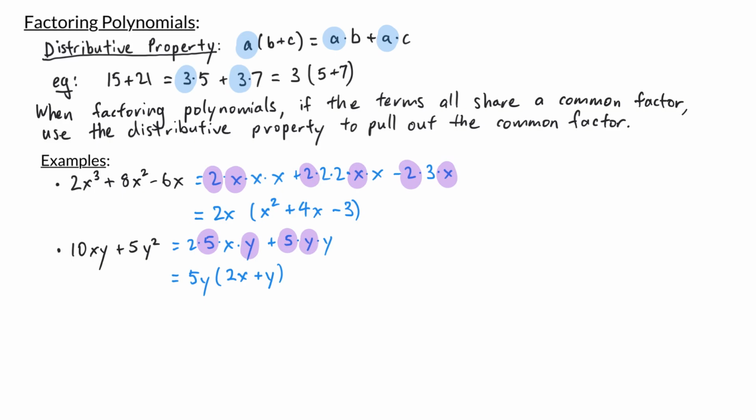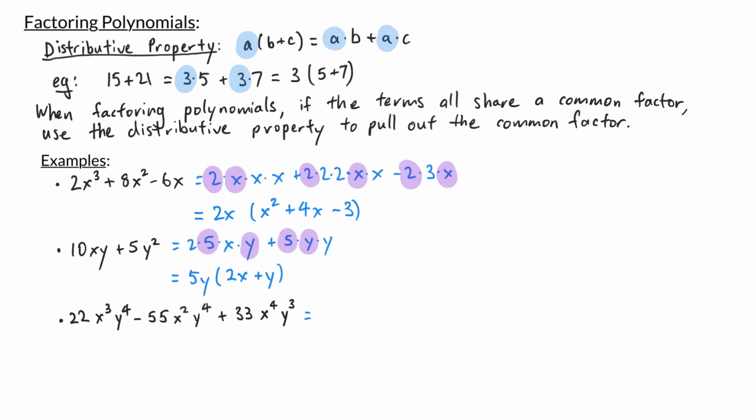Let's look at one last example. Let's say we have the expression 22x cubed y to the fourth minus 55x squared y to the fourth plus 33x to the fourth y cubed. Now remember, when we're factoring, the thing that we're going to pull out has to be a common factor in all of the terms. So let's see what each of these terms have in common.